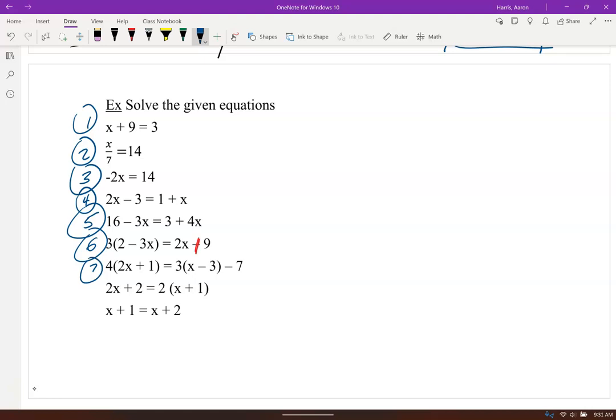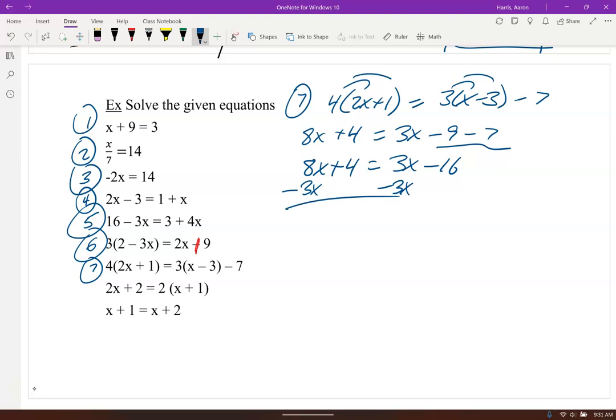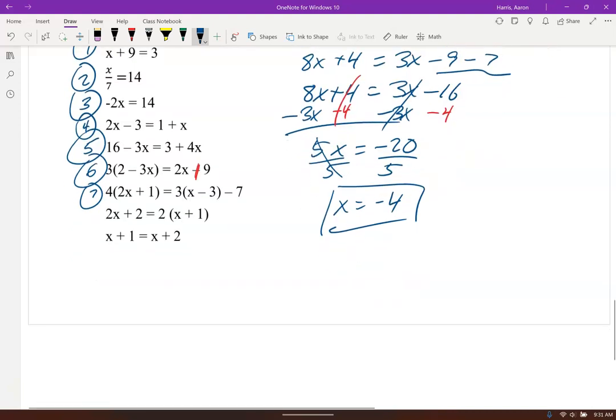Number 7. 4 times the quantity 2x plus 1. Go ahead and distribute. Combine those like terms. Get all your x's on one side. All your numbers on the other. So we have 5x equals negative 20, and then divide by 5. X ends up being negative 4.